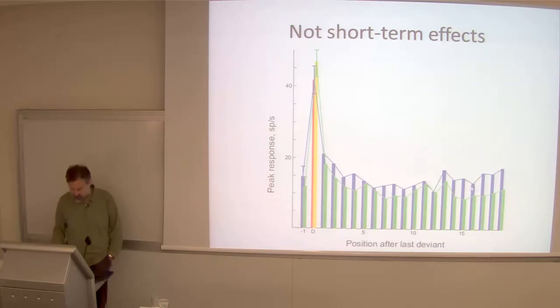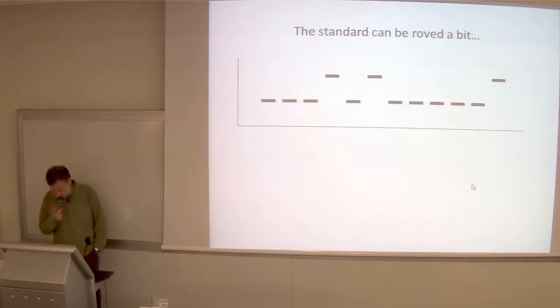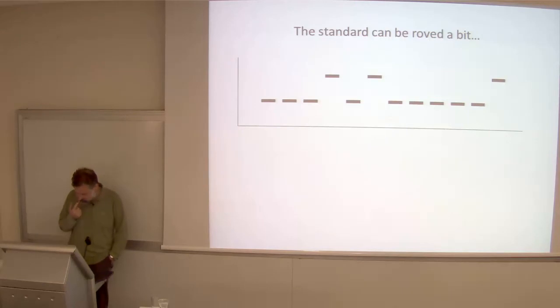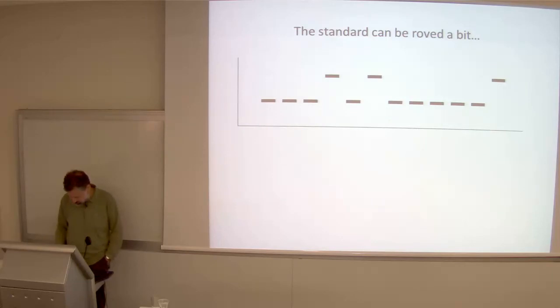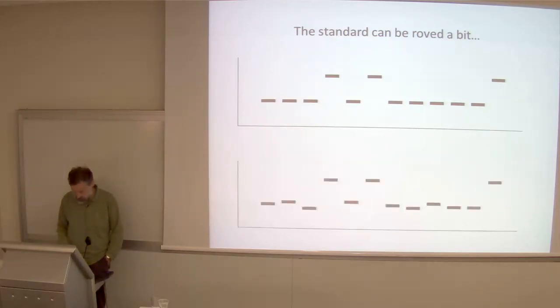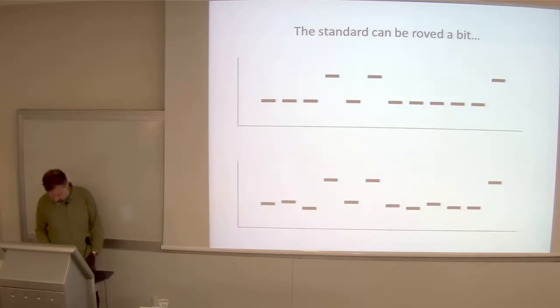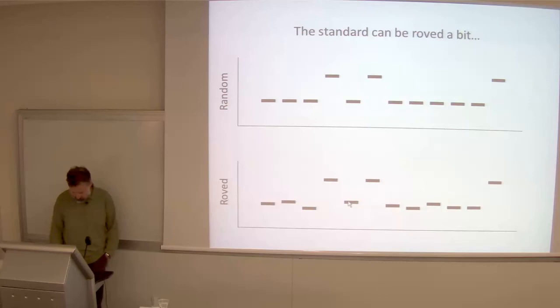Now that's one thing. The other thing that Amit did was to take the standard and rove it a bit. We actually followed Merav, who ran this experiment and got the result that she showed you at the end of her talk. So we did the same thing. We have the random case and the roved case, in which we destroyed a bit the regularity of the standard, and the prediction should be that the response to the standard should not be affected by this manipulation, but the response to the deviant should decrease. And this is exactly what happened.